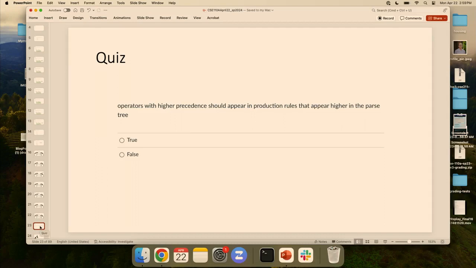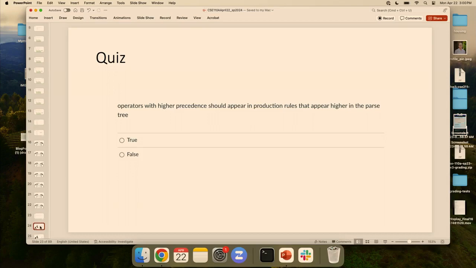And I think this one is kind of important, and some people have touched on it in the comments last lecture. Operators with higher precedence should appear in production rules that appear higher in the parse tree. So if you visualize the parse tree, with high precedence, like let's say multiplication over addition, do you think the multiplication should be higher in the tree or lower in the tree? Who says higher? People say higher. Kind of makes sense, right? Higher precedence should be higher in the tree. Who says lower? A few more people.